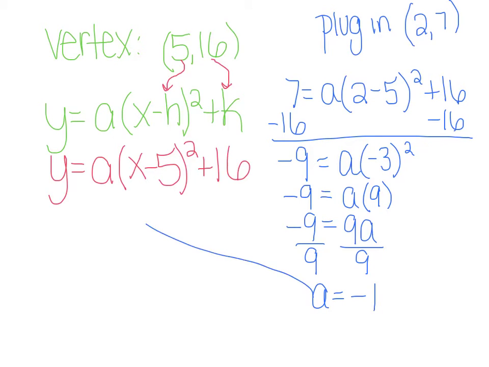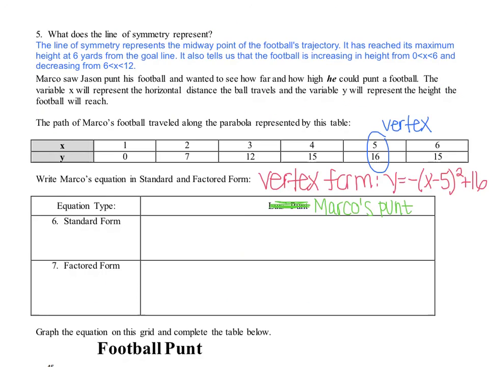So once I know that, I can plug it back in, and I'm going to get my final answer for vertex form as y equals negative (x minus 5) squared plus 16. One nice thing to note is that once you've found a, it is going to be the same no matter what, so you don't need to find a repeatedly. So looking back at this, I need to find standard form and factored form. I found vertex form, so I can multiply this out and put it into standard form.